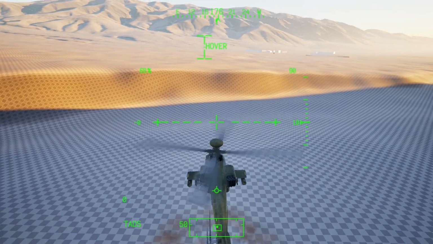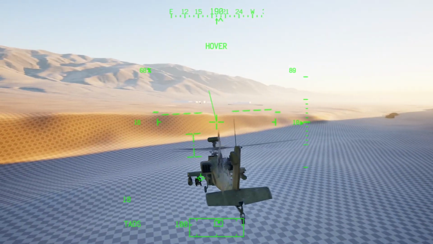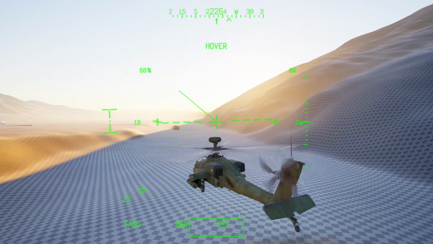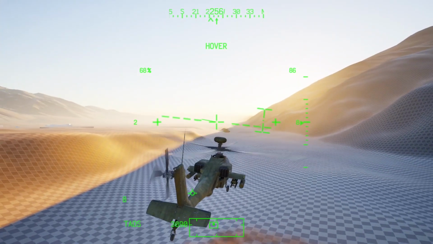I want to be closer to the slope ahead, so I pitch the nose down, and when I change direction, you can see how the helicopter rolls a bit to the right to counter inertia movement, moving it to the left.